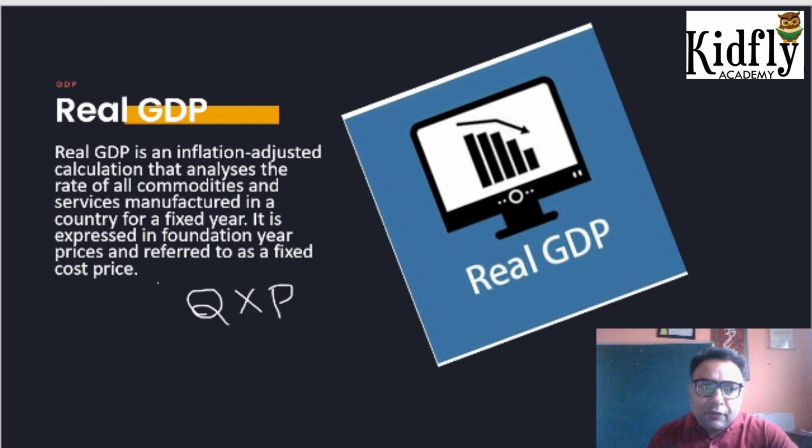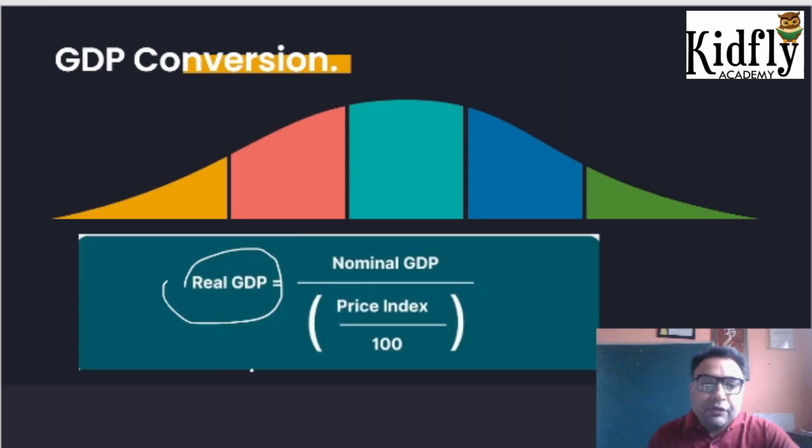There is one more simple formula. If we want to change the real GDP into nominal GDP or nominal GDP into real GDP, the formula is pretty simple. The real GDP is equal to nominal GDP upon price index into 100. So with this price index upon 100, we can also calculate the price deflator. What percentage of the price changes that we are observing with the numbers of this real GDP and nominal GDP.